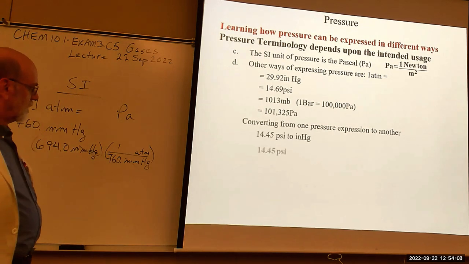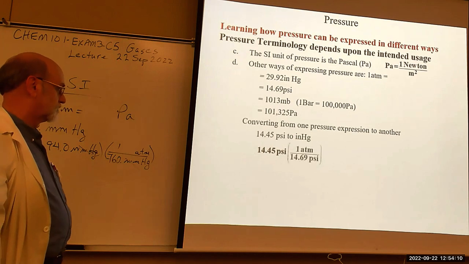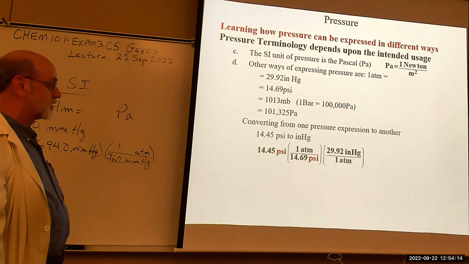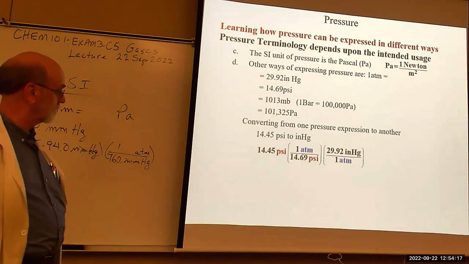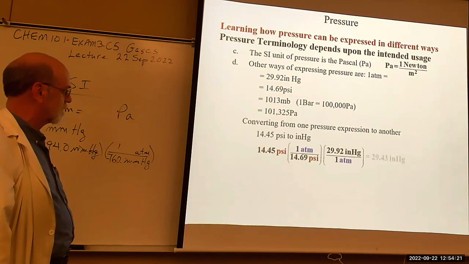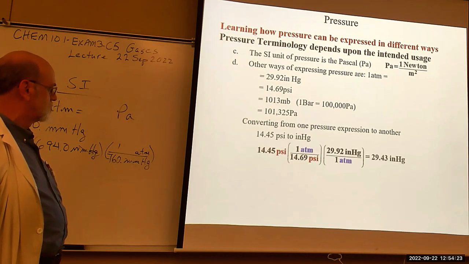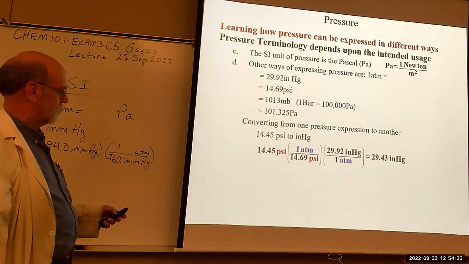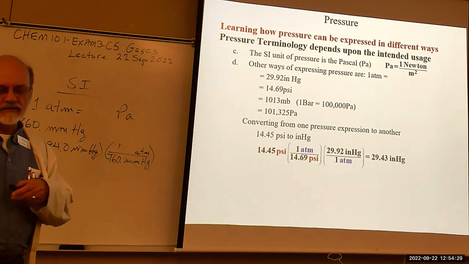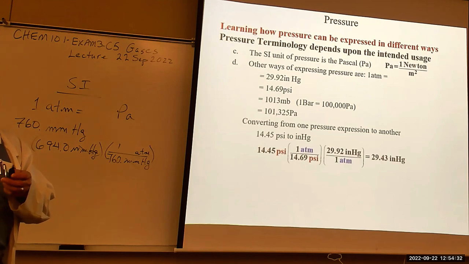Okay. So if we take that one and convert it into atmospheres, we might have to do a chain conversion to go from PSI to atmospheres and then atmospheres to inches of mercury. So that would be inches of mercury. So this dimensional analysis work still works, even though we're in a different chapter.